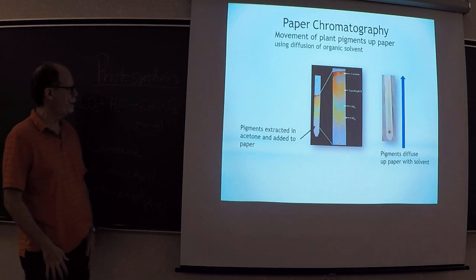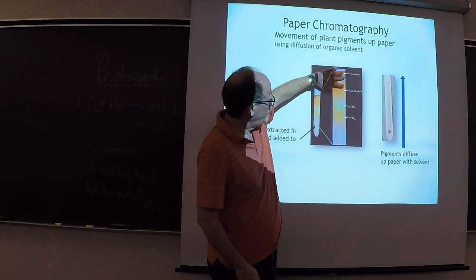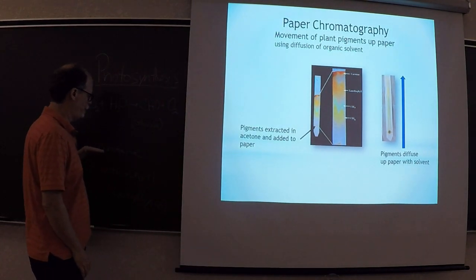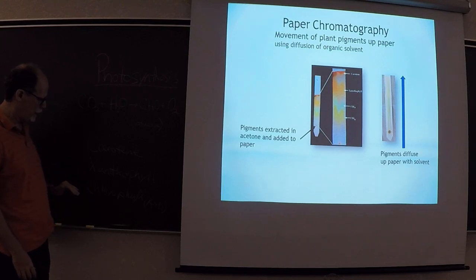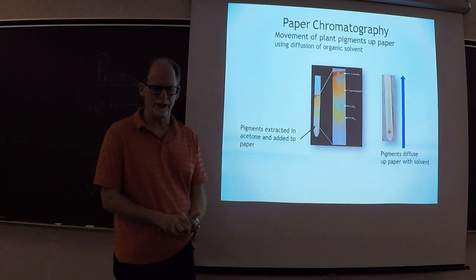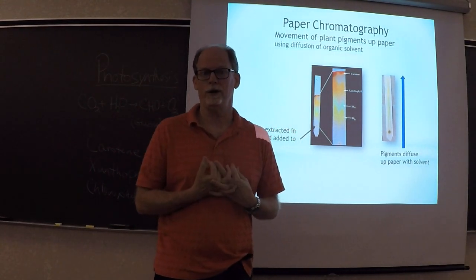So in paper chromatography, there's carotenes, xanthophyll, chlorophyll A, chlorophyll B. I put them on the board. Hopefully you can see this. Carotene, xanthophyll, chlorophyll. There's an A and a B chlorophyll. There's not much difference between the two, but they're two different molecules.